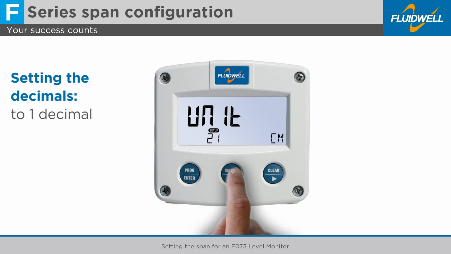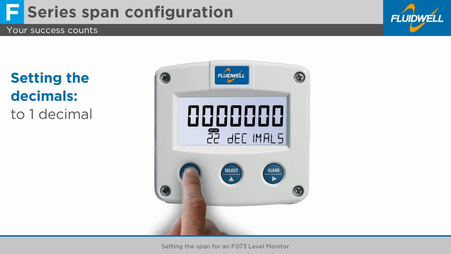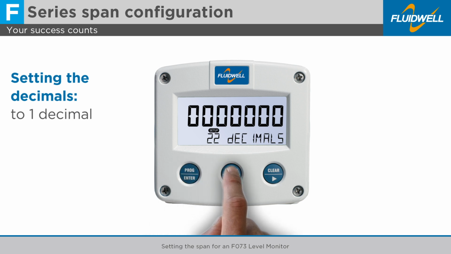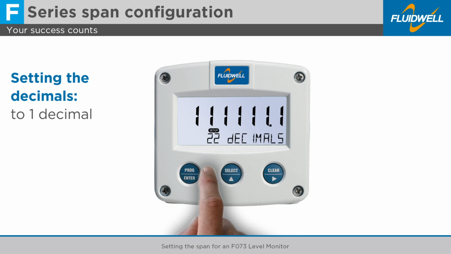Use Select to go to Menu 22 Decimals to select the number of decimals for height. Press Prog to change this setting. Select 1 decimal. Press Prog to store this setting.